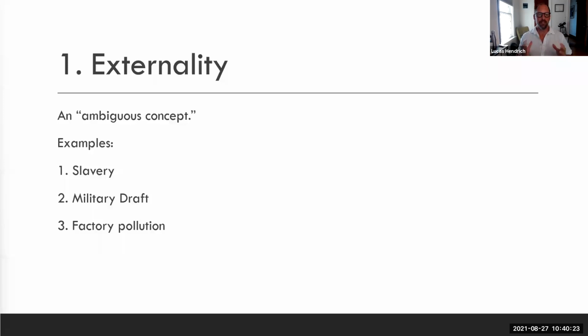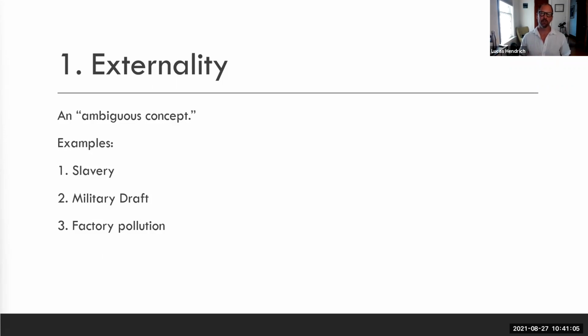Demsetz says, in quotes, that an externality is an ambiguous concept. We think about it as something good or bad, usually bad, that has an impact on some kind of activity. In the examples he uses, I think he tries to get us to open up our minds about what externalities are by using a couple of examples that may not seem that intuitive at first. The third example, factory pollution, is very intuitive. We understand that easily, but he also uses slavery and the military draft.